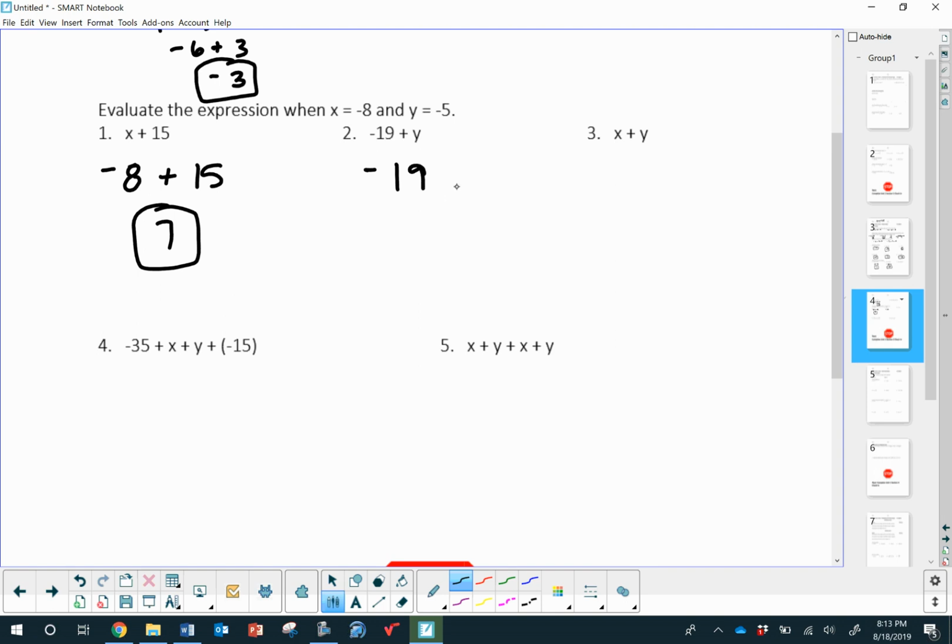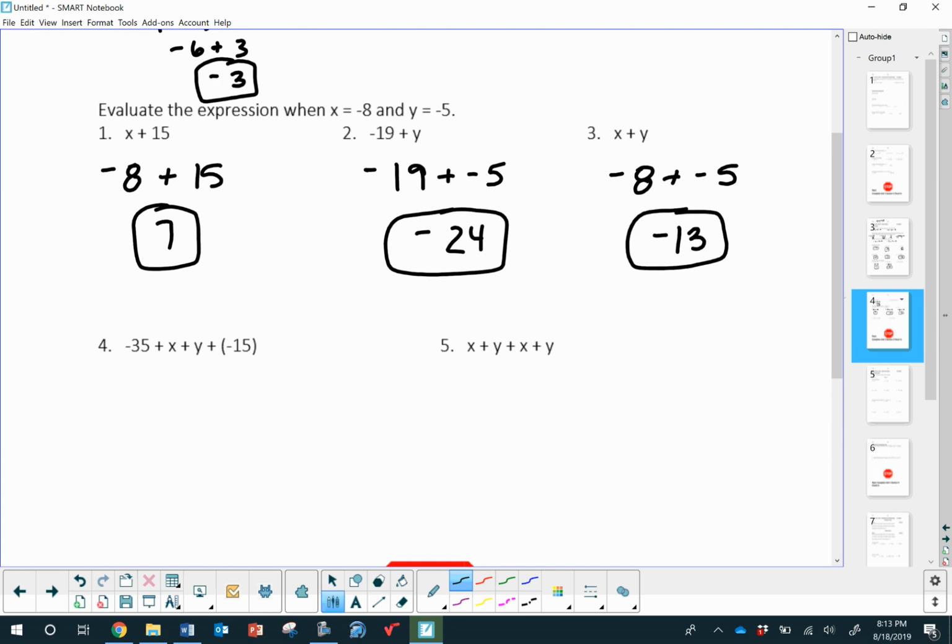Negative 19 plus y equals negative 5. So negative 19 plus negative 5 equals negative 24. Last but not least, I have negative 8 plus negative 5. I have the same sign and it's negative, so I simply add them and keep it. My answer is negative 13.